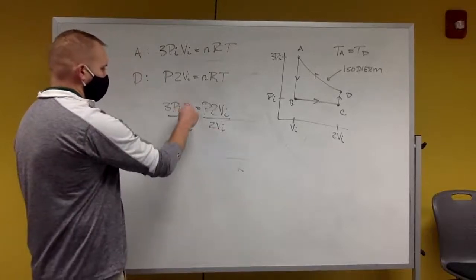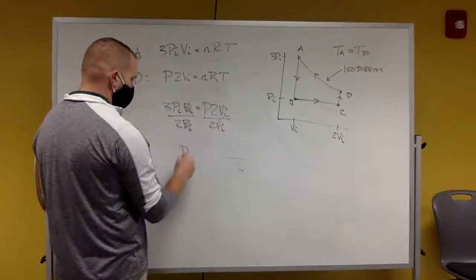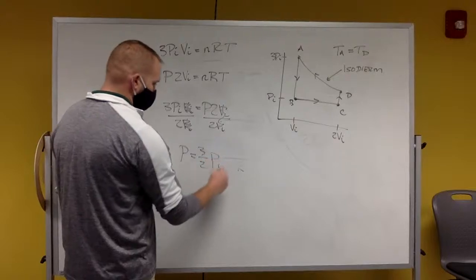Yeah, I don't really understand this one. The VI's go away, and we get PD is equal to 3/2 PI.